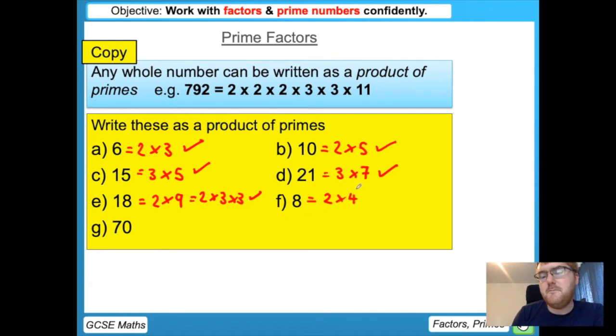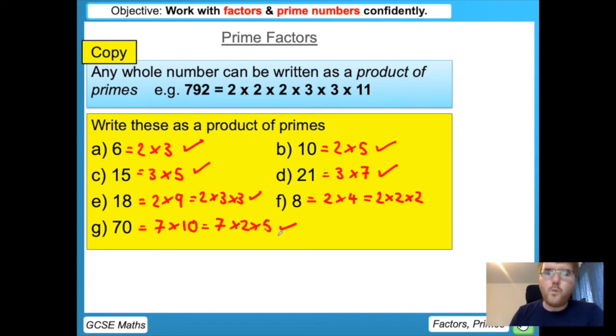Are both these prime? No, they're not. 4 is equal to 2 times 2. So we get 2 times 2 times 2. Is 70 prime? Well, no, we can do 7 times 10. Are 7 and 10 prime? Well, 10 is not prime, so we can rewrite that as 2 times 5.